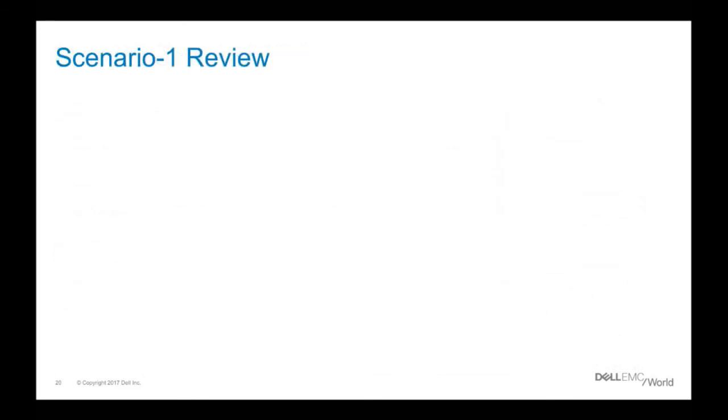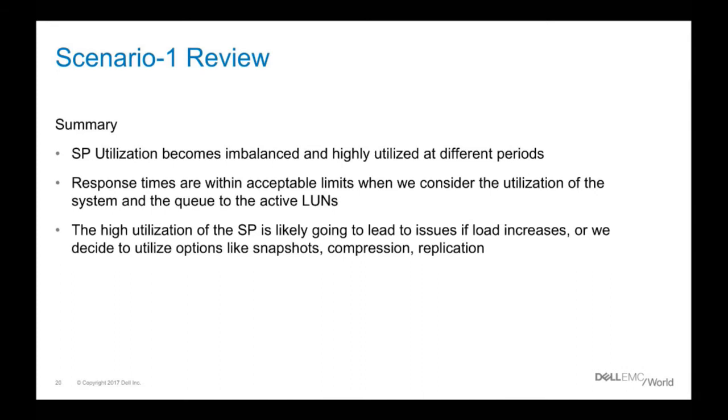So scenario one review, we've got SP utilization becomes imbalanced at some period of time. Response times are kind of within acceptable levels, even though we are at very high system saturation. But if we wanted to consider any incremental workload on the system, I'm sure that's going to lead to problems. So what would we do in that instance?